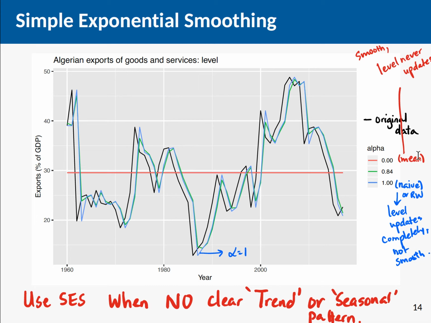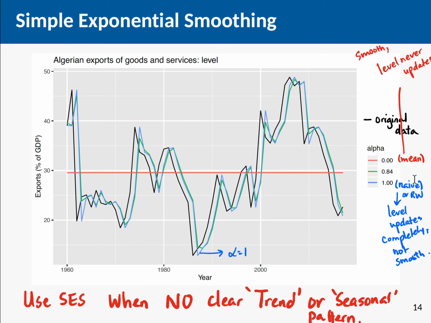If alpha is equal to 0, we're basically saying that the fitted series is going to look very smooth, and the level of the series would never update. Okay, very similar to what we were saying in the first couple of slides for this chapter. So what you have here is saying that the unconditional mean or the simple average of the series is just below 30% for Algeria, and if we were to forecast using alpha equals 0, then you would have some sort of a flat forecast going ahead.